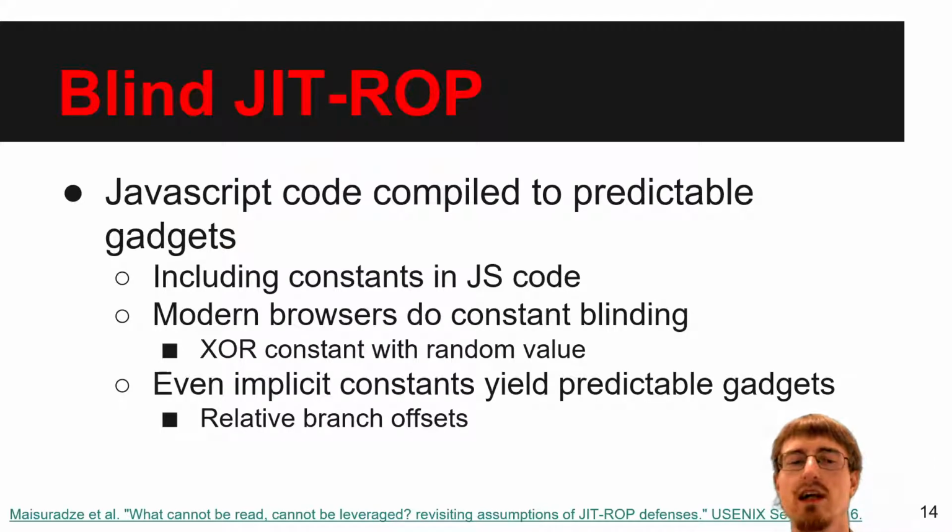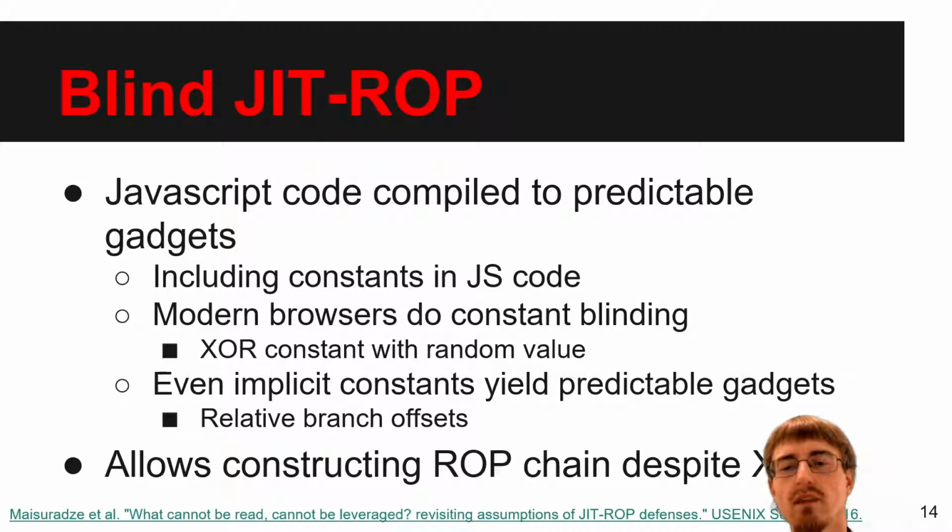Now, it turns out, as the Blind JIT-ROP authors have shown, that even just implicit constants allow you to get predictable gadgets. For example, if you write code in such a way that you get branches with predictable offsets, then you can use those offsets as predictable gadgets. And you can make sure that they match the numbers that you want to have. And this way you can generate all the opcodes that you might need for a ROP chain, even in the presence of fine-grained ASLR, as well as a defense like XNR. So we can still construct the ROP chain.